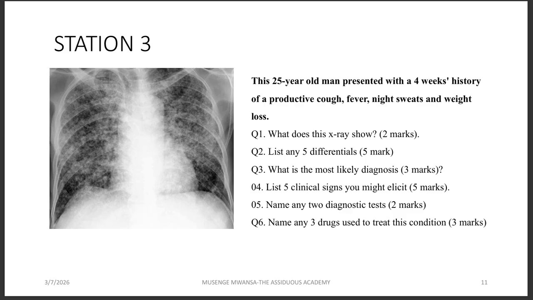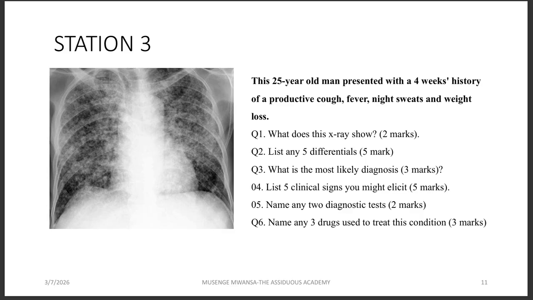Okay, not really TB, but this is a miliary picture. All right, because you have many differentials or many possible causes for a miliary picture. And you need to know the infectious causes and the non-infectious causes for a miliary picture. Miliary TB is just one example. It is basically tertiary TB, or disseminated TB, the TB that has spread.